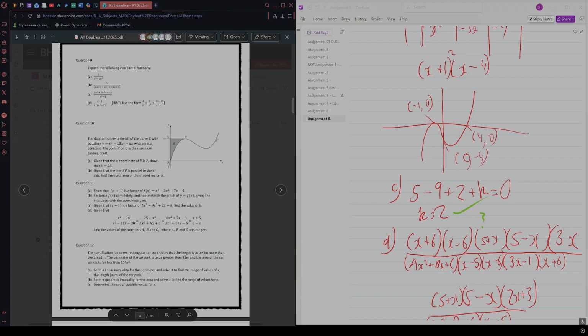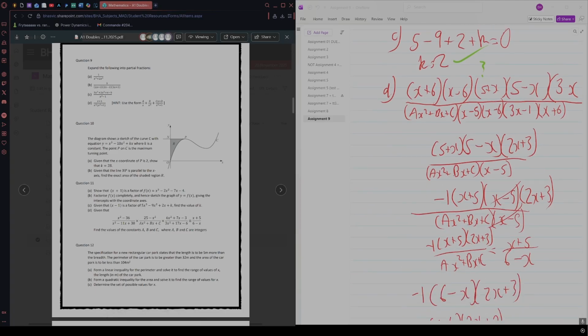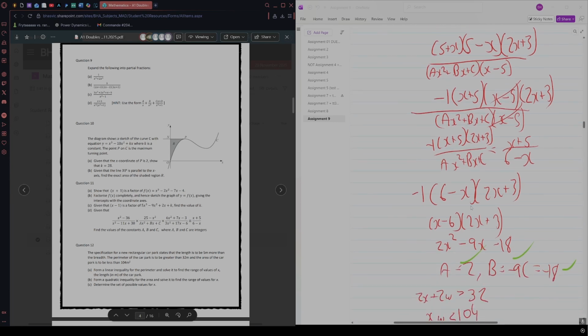For the next question, this is kind of just like some more long GCSE algebraic fractions. You just factorize, put everything on the same fraction, factorize, cancel, and then you look at the answer. You can just kind of look at the answer and see what the stuff factorizes to, and then find your values.